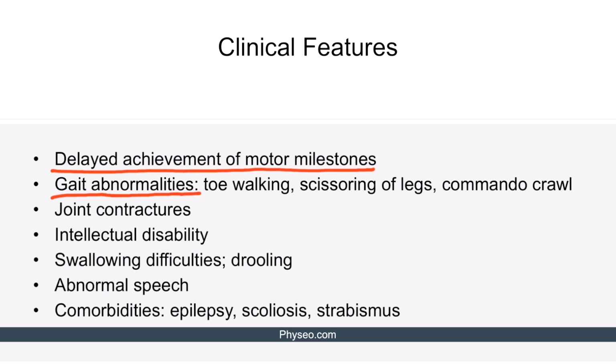Other symptoms such as joint contractures, intellectual disability, swallowing difficulties, drooling, and abnormal speech may also be present. It is important to note that even though the intellectual disability can be present in a portion of children with cerebral palsy, many patients have normal intelligence. Other comorbidities associated with cerebral palsy include epilepsy, scoliosis, and strabismus.